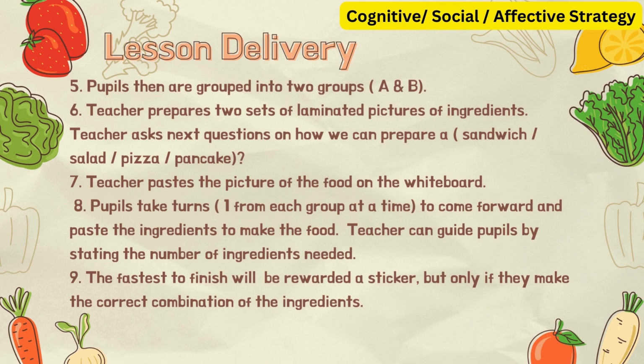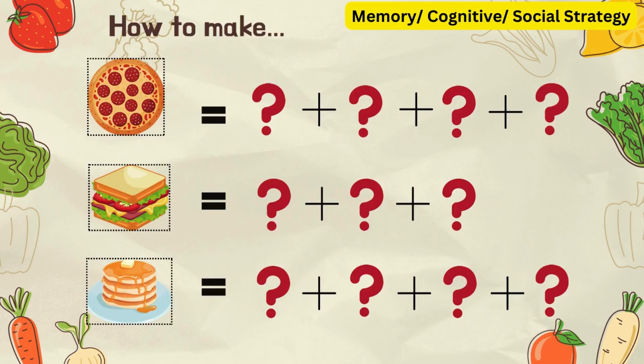For example, like sandwich, salad, pizza, or pancake. Then the teacher pastes the picture of the food on the whiteboard, while students take turns to come forward, one person from each group, to select and paste the ingredients to make the food correctly on the whiteboard. The teacher can guide them by stating the number of ingredients needed. The fastest to finish will be rewarded a sticker, but only if they make the correct combination of ingredients.